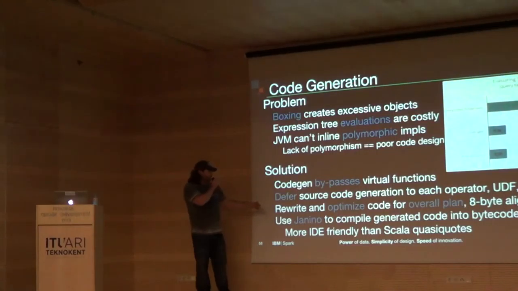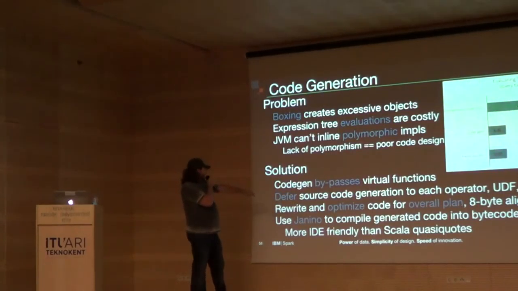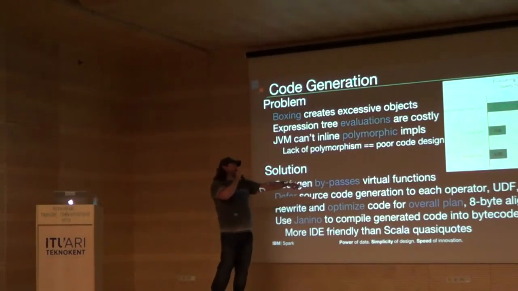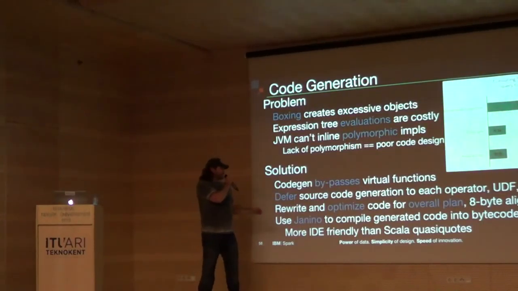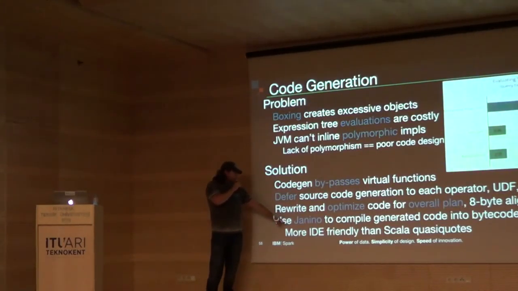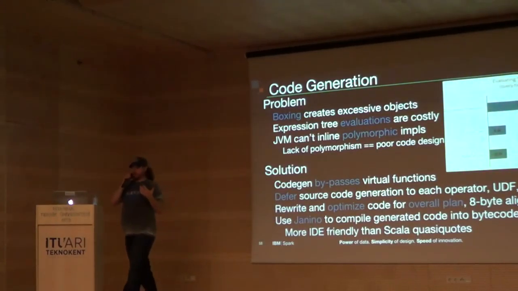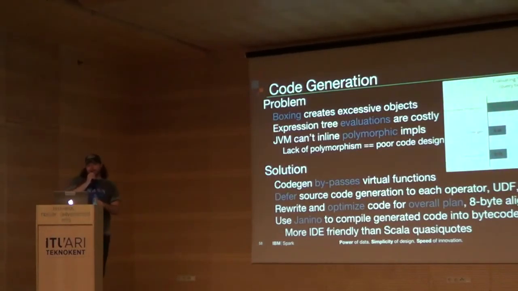So yeah, kind of a basic example, but then also with CodeGen you now have control over 8-byte alignment, so you can start to ride those CPU cache lines effectively. And then there's this project called Janino that actually takes Scala source code strings and can generate bytecode. So that's actually what they use. I think at one point they were planning on using Scala quasiquotes, which is this crazy macro thing that'll let you change the code and all that. But yeah, they use Janino now for that.